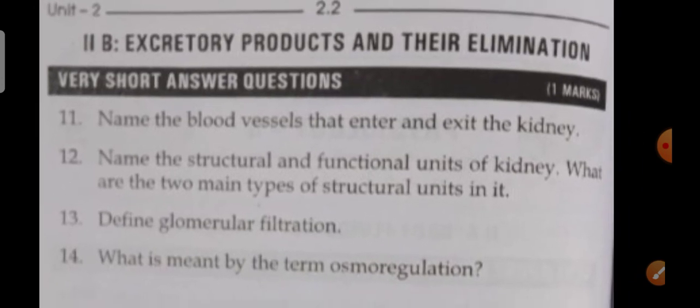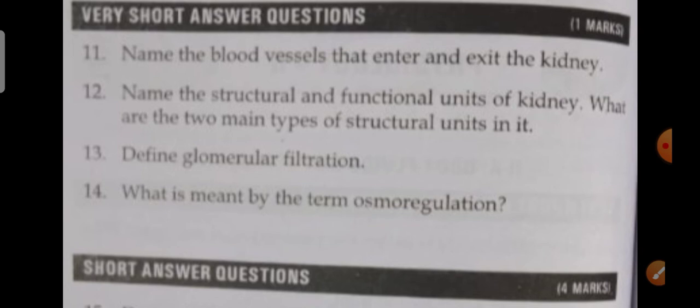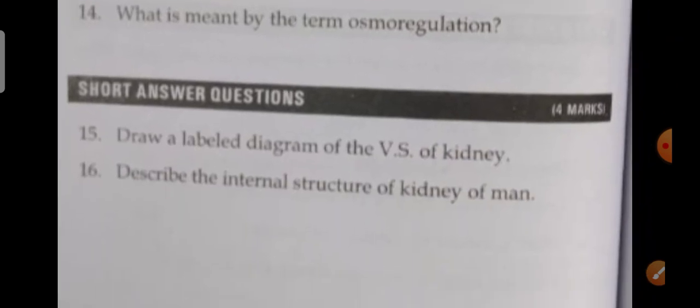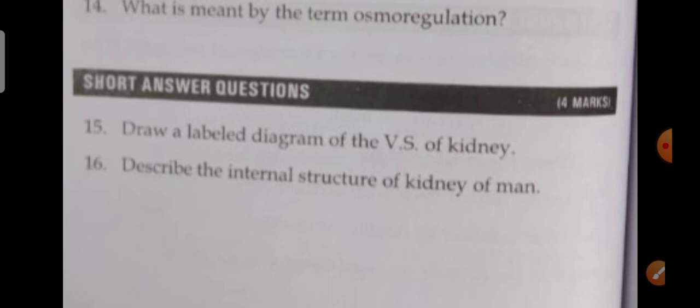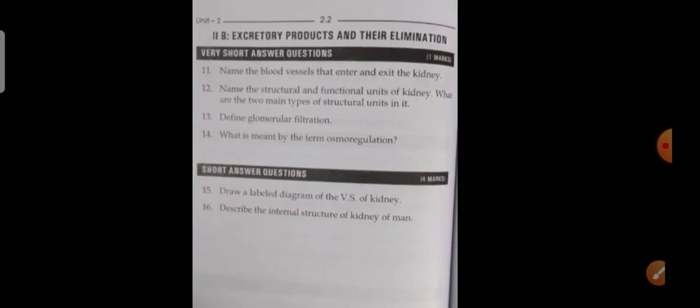Okay. Define glomerular filtration. What is meant by the term osmoregulation? Draw a labelled diagram of the VS of kidney. Describe the internal structure of the kidney of a man. So these are the important questions in unit 2B. Let me see the important questions with the answers.